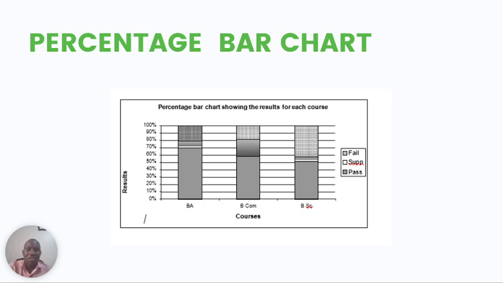And then instead of representing them in numbers, you can represent the different categories in terms of percentage. And when you do that, you have students who passed, those who failed, and those who are due for supplementary, both represented in terms of percentages. So you get what you call a percentage bar chart.